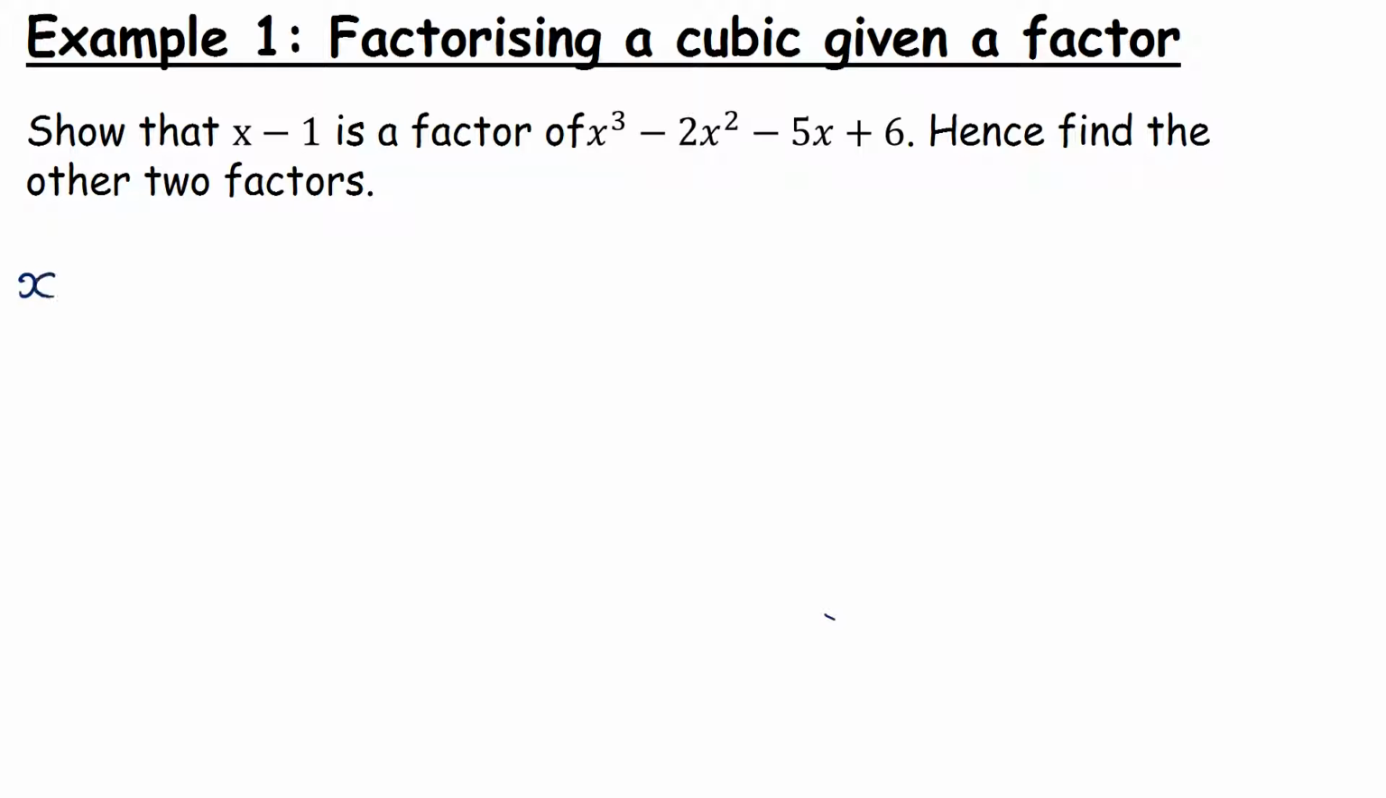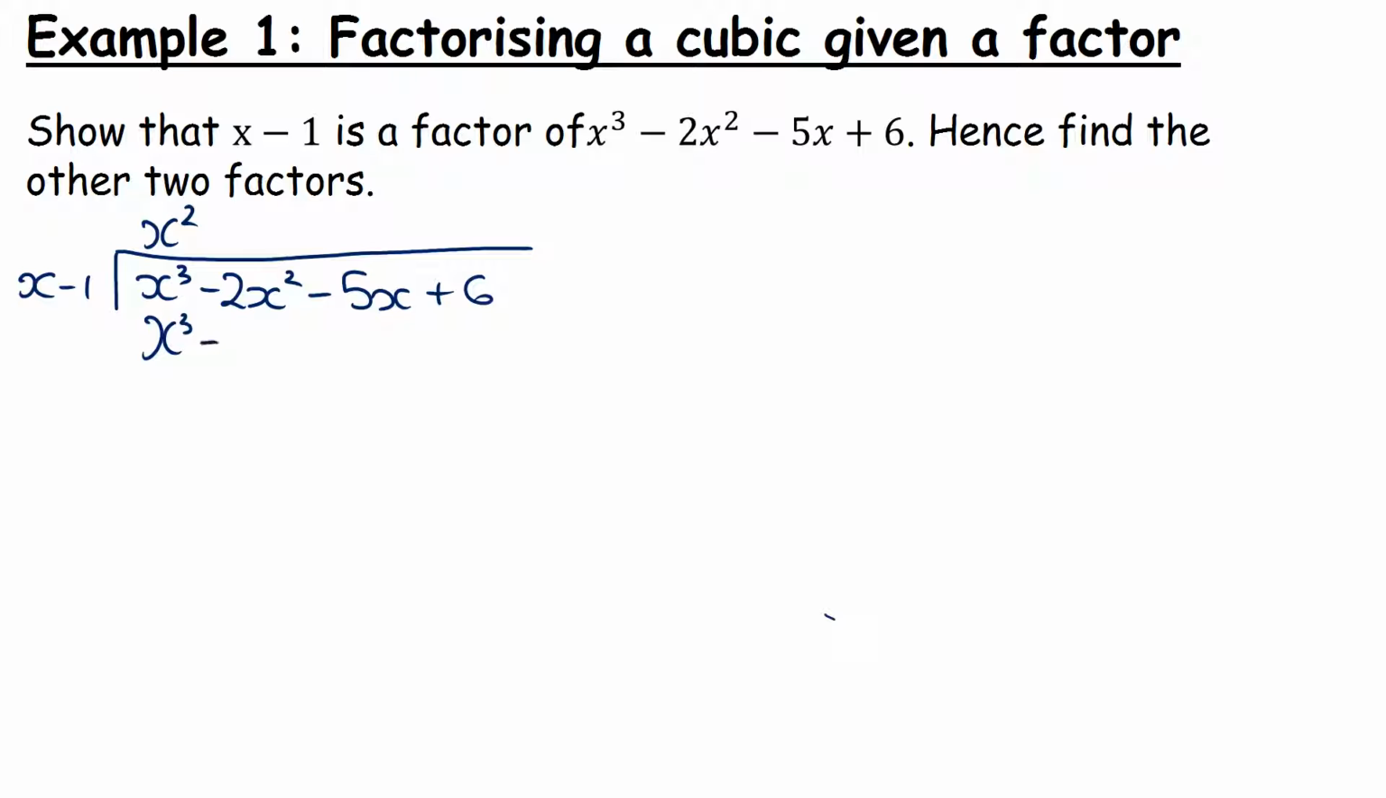We're going to do some long division. So x minus 1, and we're going to divide it into x cubed minus 2x squared minus 5x plus 6. So this goes in x squared times, so we have x cubed minus 1x squared. And then we subtract. So remember your divide, multiply, subtract. So we're left with minus 1x squared.